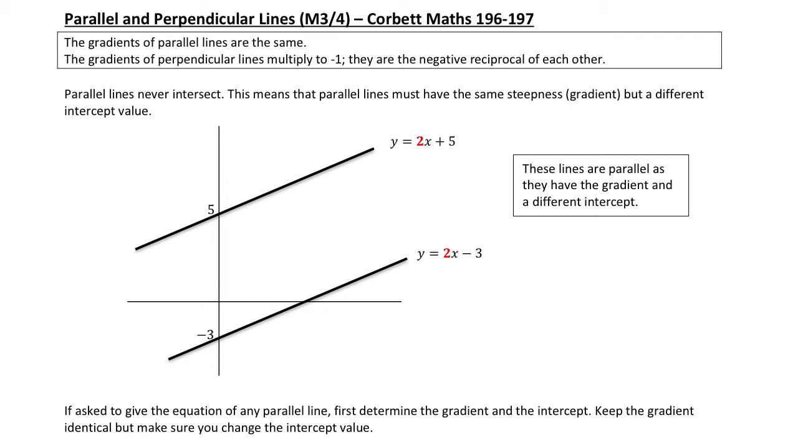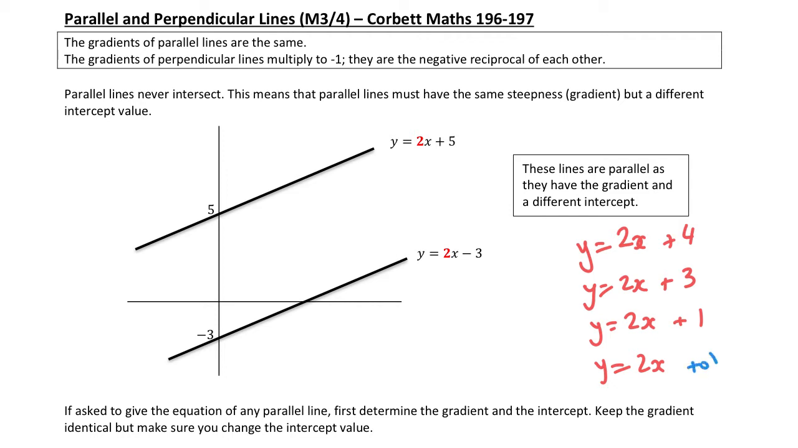If we were asked to give the equation of any parallel line, you'd first of all have to work out the gradient and the intercept. We keep the gradient the same, but then we change the intercept value. So if we wanted to write any other equation of a line that was parallel to 2x plus 5, we could have y equals 2x plus 4, y equals 2x plus 3, y equals 2x plus 1. We could have y equals 2x, because that would be 2x plus 0, but we don't really need the plus 0. And there would be an infinite set of lines that would be parallel to both 2x plus 5 and 2x minus 3.